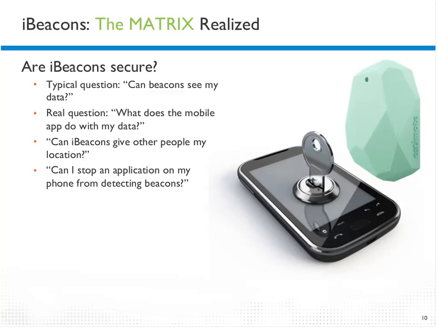Can they give other people my location? The iBeacons themselves cannot identify your location. They can't even identify you. Again, it's the application itself that provides that information. Can I stop an application on my phone from detecting beacons? Absolutely. You have the control, like with any GPS-style device, to turn on and turn off those notifications.